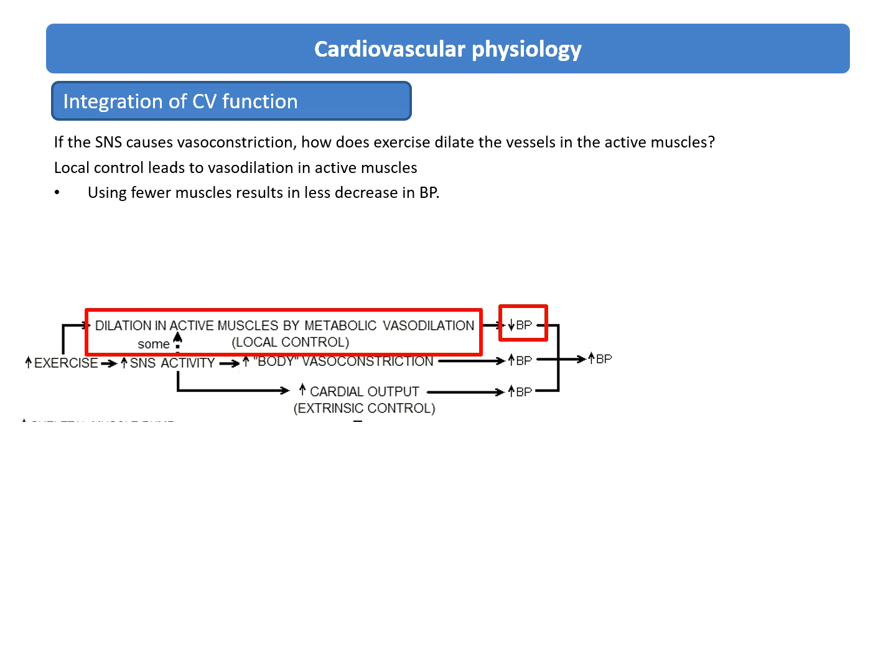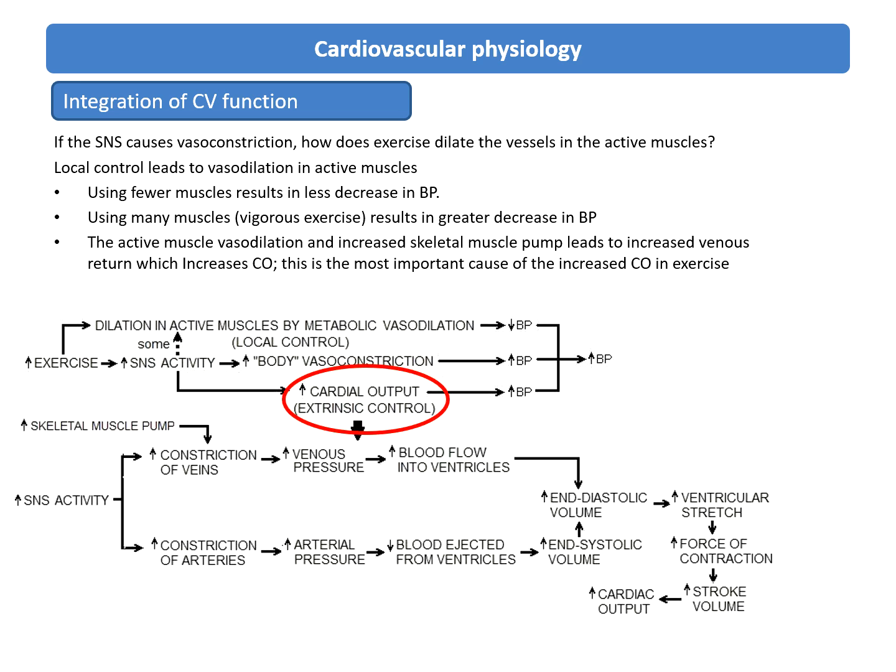Using fewer active muscles results in less of a decrease in blood pressure. Using many active muscles, as in vigorous exercise, results in a greater blood pressure decrease. The active muscle vasodilation and increased skeletal muscle pump leads to increased venous return, which increases cardiac output. This is the most important cause of the increased cardiac output in exercise.